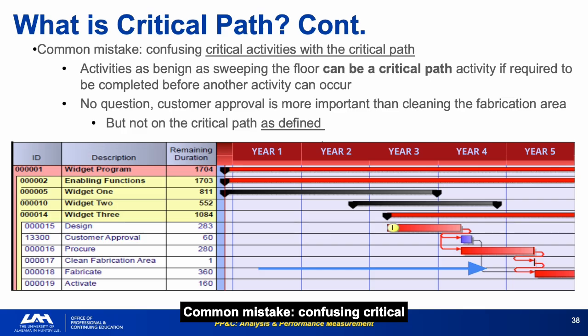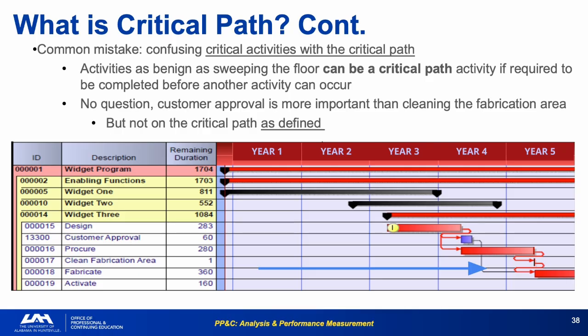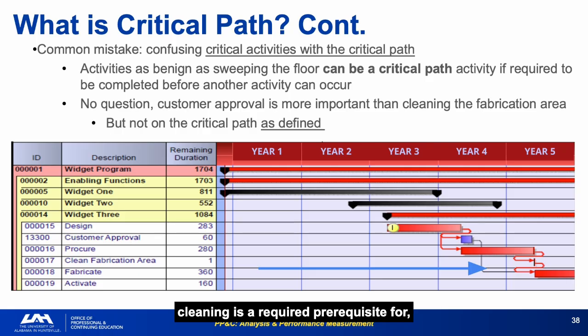Common mistake: confusing critical activities with critical path. Sweeping the floor can be a critical path activity if it must be completed before the next activity can proceed. Customer approval is obviously more important than cleaning the fabrication area. But if cleaning is a required prerequisite for the next task, it is on the critical path as defined by the schedule logic. This distinction matters for resource allocation.